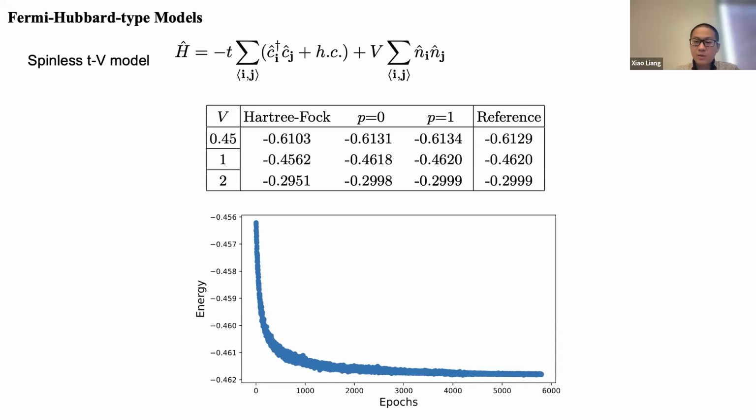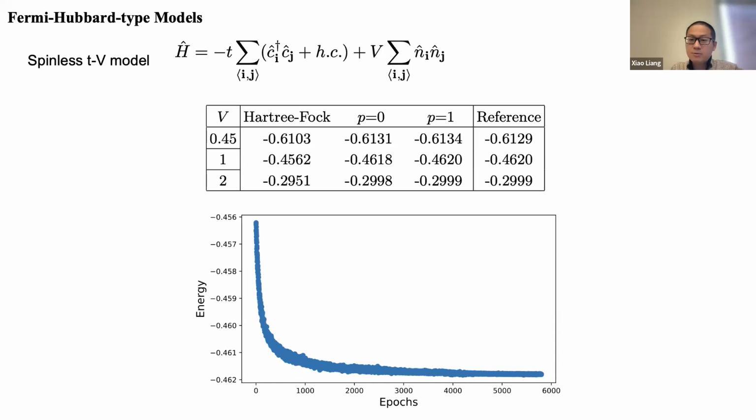Both directions are open boundary conditions. The reference energy is obtained by the tensor network state. The bond dimension is 8 and the contraction dimension is 32. The Hartree-Fock result is obtained by the one-body Green's function without any backflow term. We benchmark on V equals 0.45, 1 and 2.